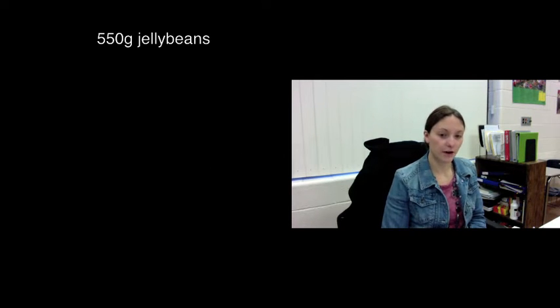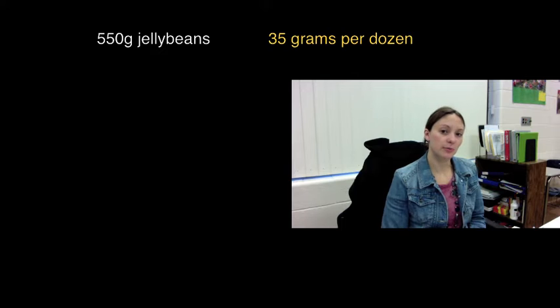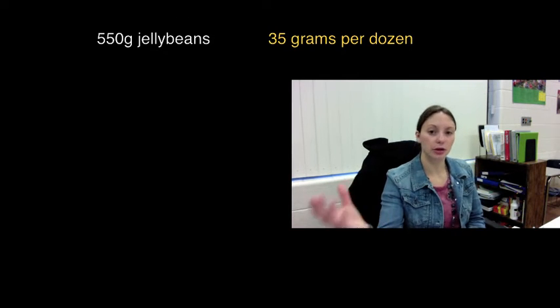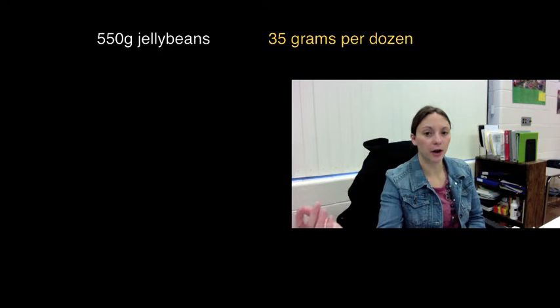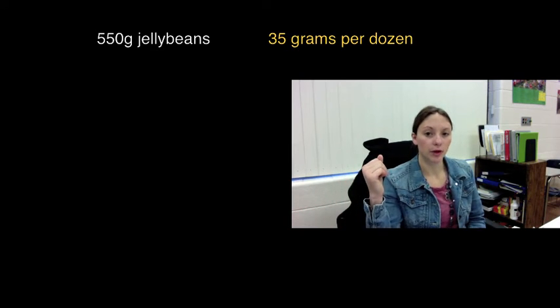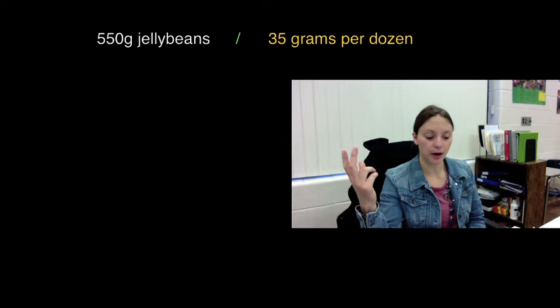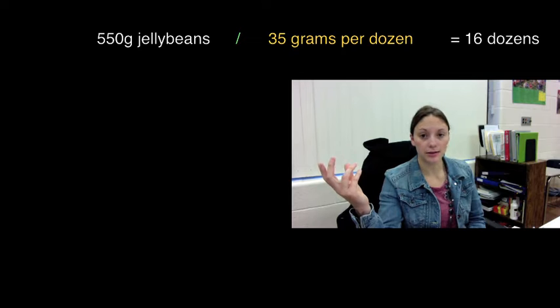Say that I have 550 grams of jelly beans. And as I mentioned in a previous video, there are 35 grams per dozen of jelly beans. So if I have 12 jelly beans, or a dozen jelly beans, I'm going to have 35 grams. And we call that the molar mass. So if I want to go from grams into dozens, I take my 550, divide by 35, and that'll tell me how many dozens I have. Well, when I do that, I get 16. So I have 16 dozens.